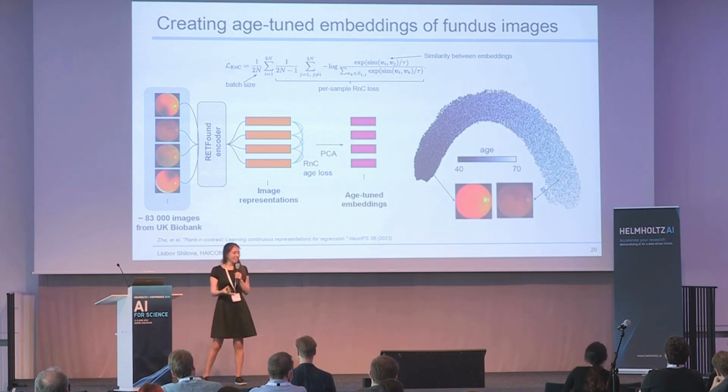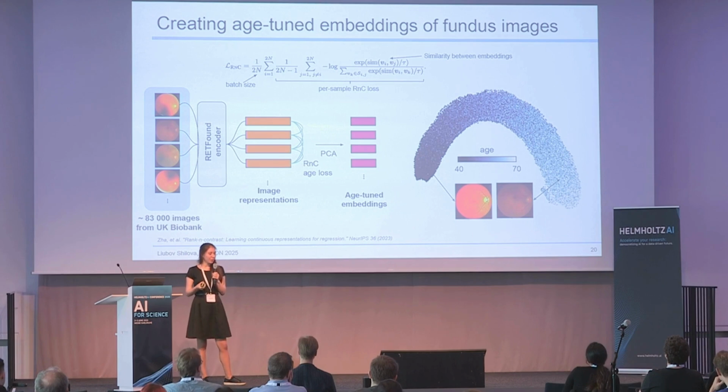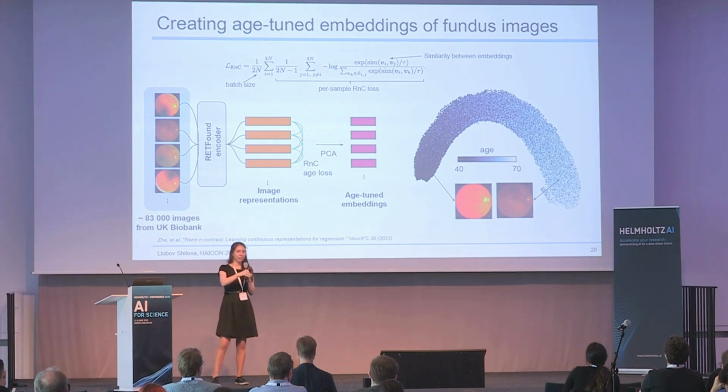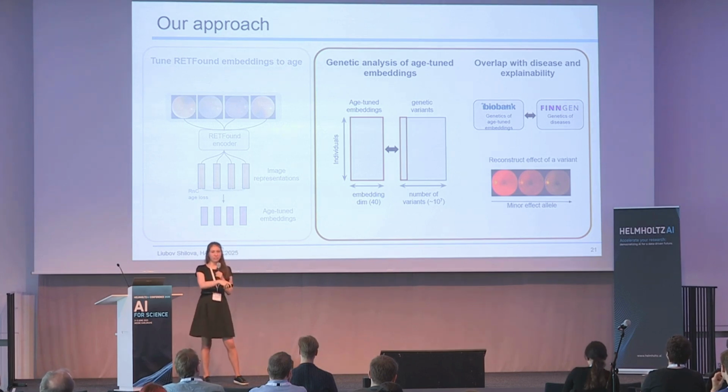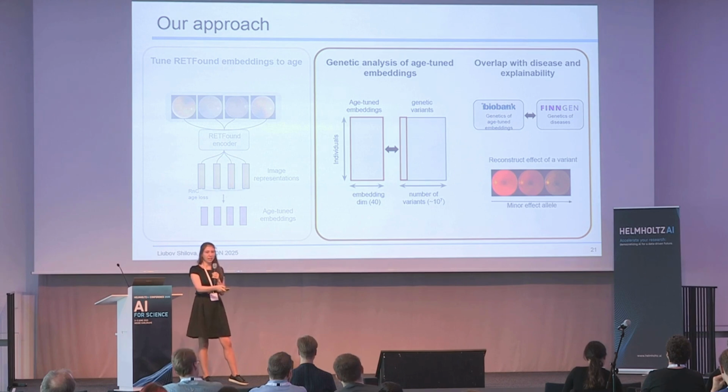So using this fine-tuned RedFound encoder, we have derived age-tuned embeddings that, as you can see on this UMAP, are roughly ranked in latent space according to the person's age. And then we use these age-tuned embeddings in genetic analysis and also in the explainability part.